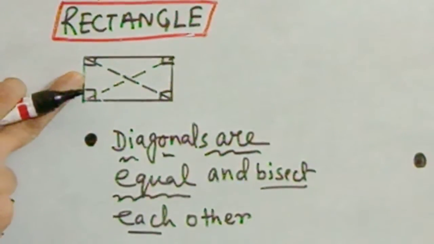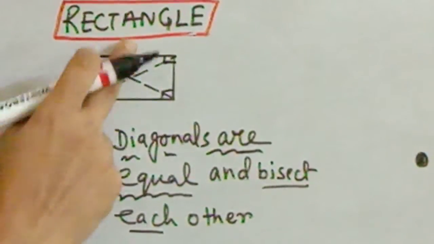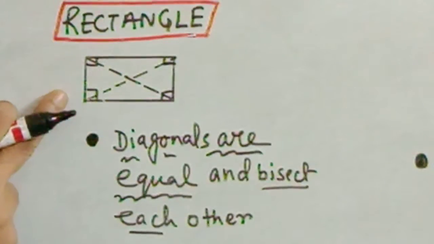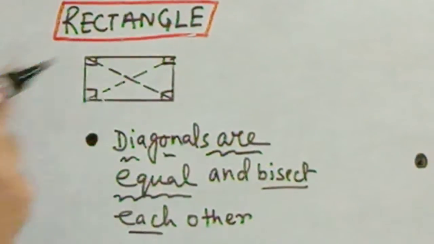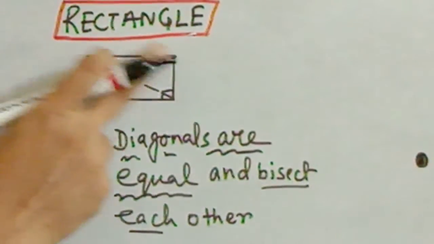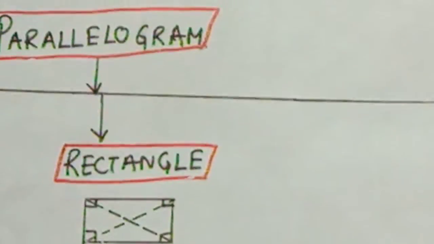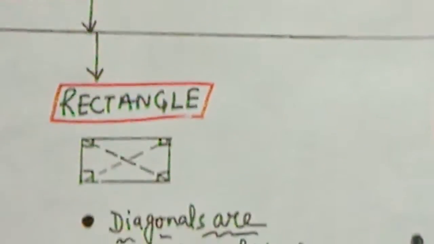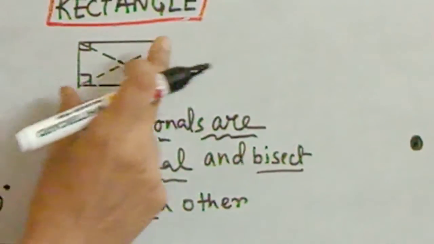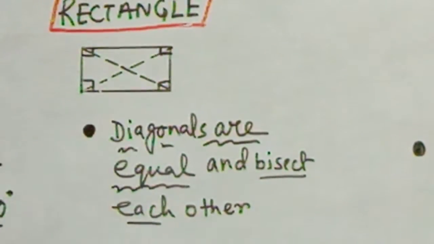So in a rectangle, you know that opposite sides are equal and parallel. That means it is a parallelogram and all the angles are 90 degrees. This is the definition of a rectangle. So rectangle, as it is a parallelogram, the diagonals bisect each other. And the special thing is the length of the diagonals are equal.